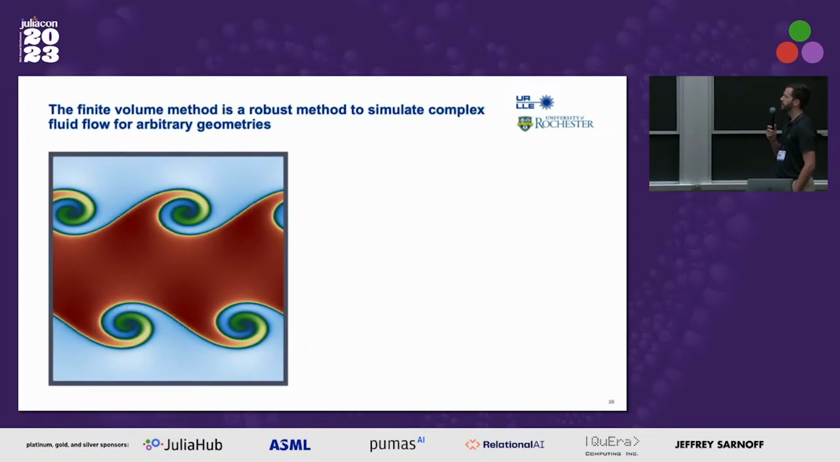It's a robust method to simulate complex fluid flow in arbitrary geometry. The picture I'm showing here is an example from an integrated test that does the Kelvin-Helmholtz fluid instability. So you have a shear layer form. You have velocity going to the left in the center and to the right on the top and bottom, and you have some sort of sinusoidal perturbation that causes this roll-up to happen. And we're coloring it by density.